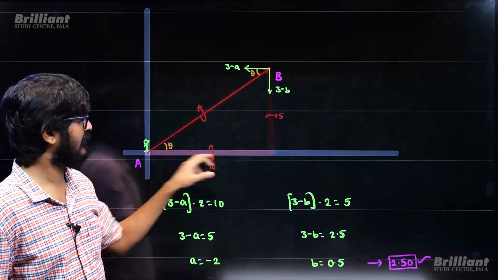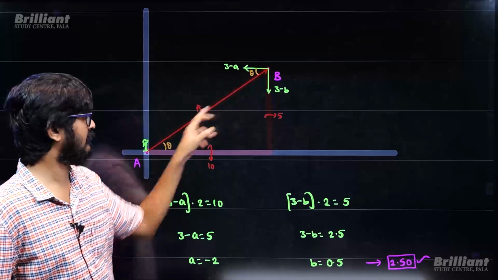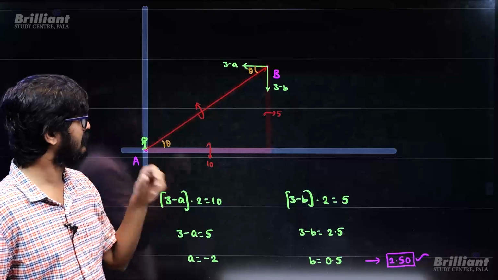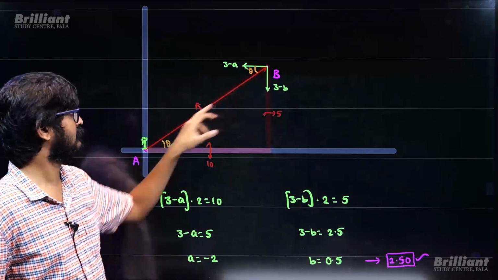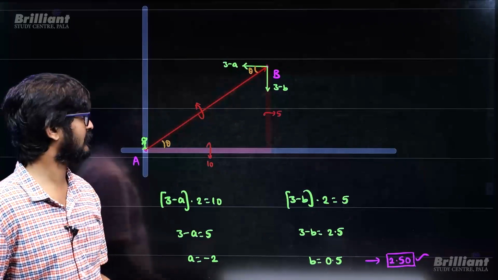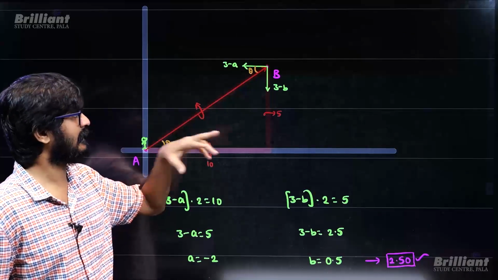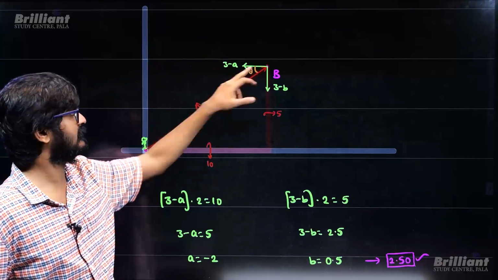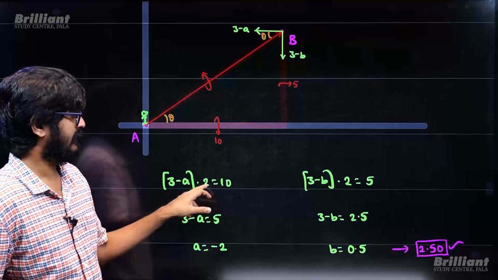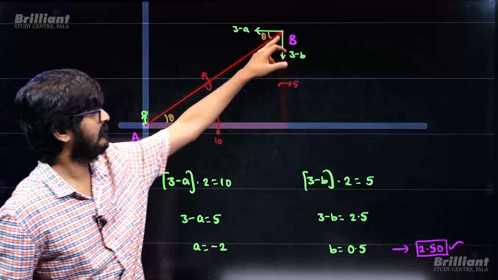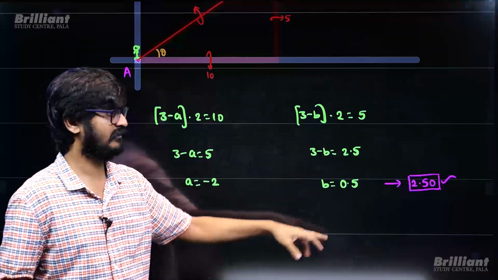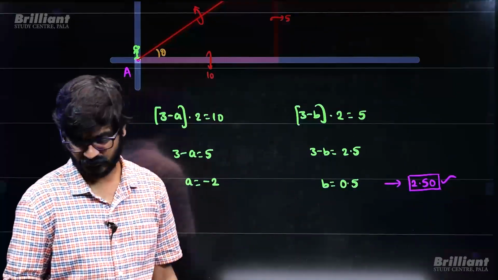So these values were given. This is the origin, this is 10, 5. So this is 10 and this is 5. I can calculate this theta. Anyway, that's not needed. So if this is hitting here, the distance traveled along the x-axis and the distance traveled along the y-axis must be the same ratio. In time t, if it is traveling this much along the x-axis, it will be traveling this much along the y-axis, right? So (3 minus a) into t, t is 2 seconds, equals 10. (3 minus b) into 2 seconds equals 5. So from there we will get the a value and b value. They are asking mod a plus mod b, which is 2.5.